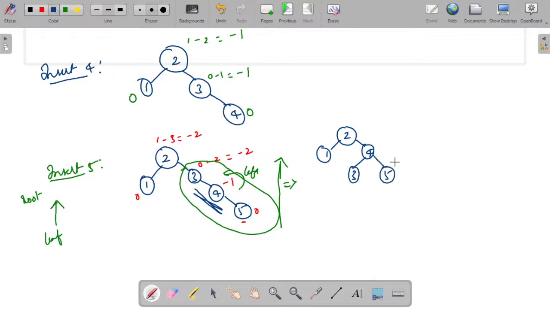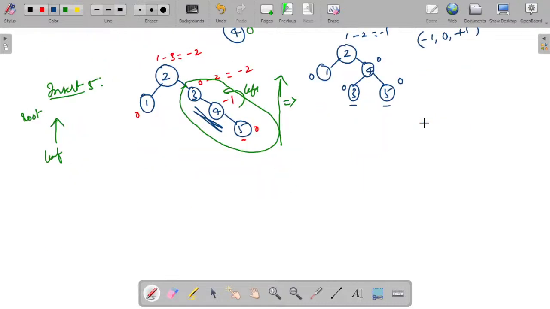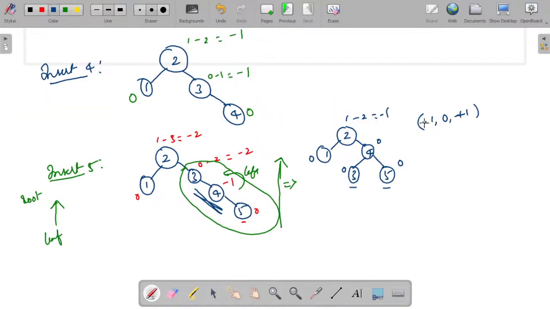Now we should calculate the balance factors. 0 for leaf nodes, and for this node it is going to be 0 because on the left side it is 1 and on the right side it is 1. And for 2 it is 1 minus the deepest child nodes, which are 3 and 5, so the number of edges between them is 2, so it is 1 minus 2, which is minus 1. So now the balance factors are within the range of minus 1, 0 and plus 1, so we don't have to worry about balancing it anymore, right? Hope you understood how this balancing actually happened. Now we can insert the next node.